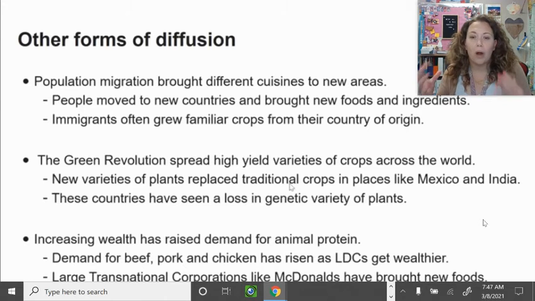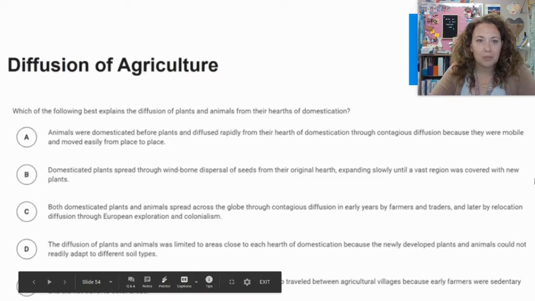And then increasing wealth has raised the demand for animal protein. So eating beef and pork and chicken, you have to have money for those things. Those are expensive. And so the more global money there is, the more people around the world have to spend, they're able to use that money. They have a demand of, well, I don't want to have to eat wheat anymore. I want pork. And so they can infuse that market with that.